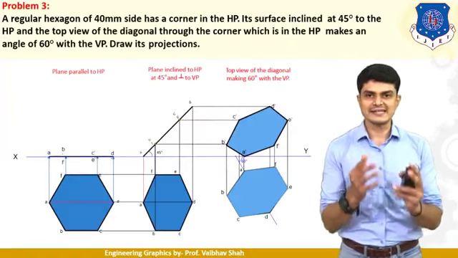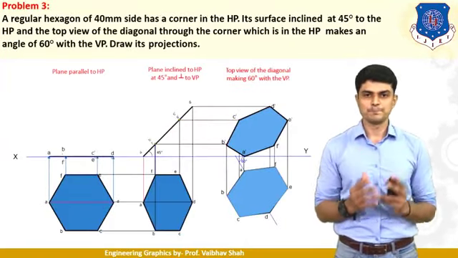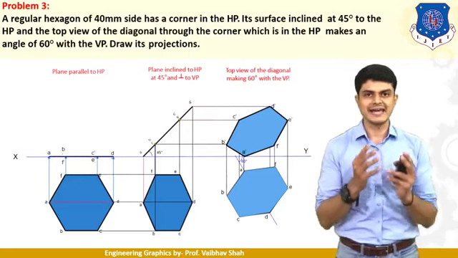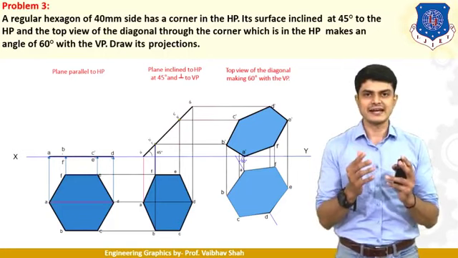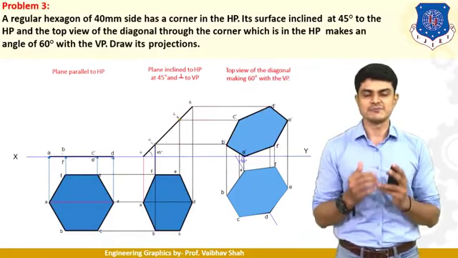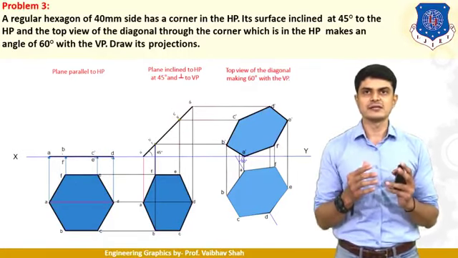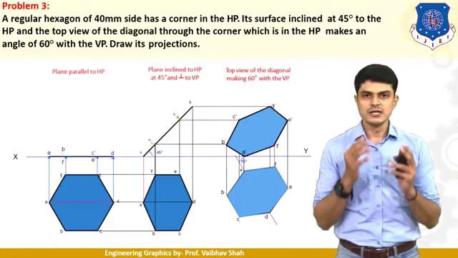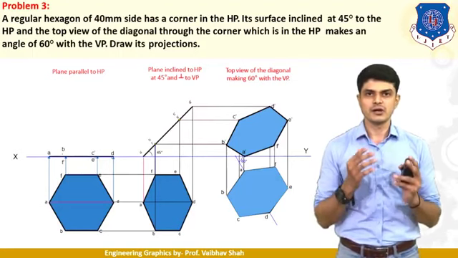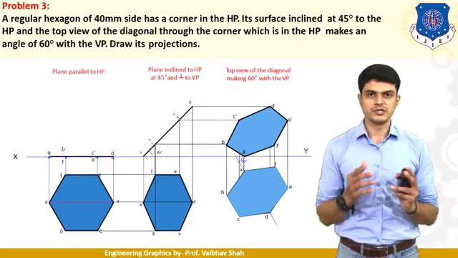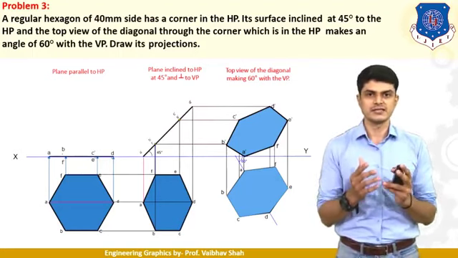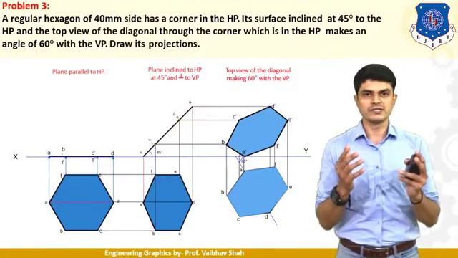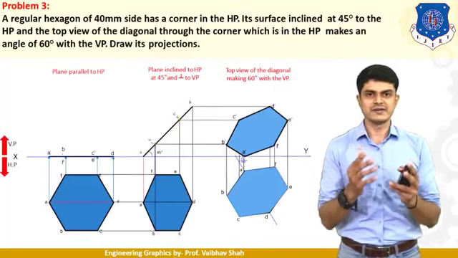So let us move to our next example, problem number 3. A regular hexagon of 40 mm side has a corner in HP, and its surface is inclined at 45 degree to the HP. And the top view of the diagonal through the corner, which is in HP, makes an angle 60 degree with VP. Draw its projections. So here once again we are having a hexagon, but in this case it is resting on a corner on HP. So we should draw the hexagon in HP, but resting on a corner.